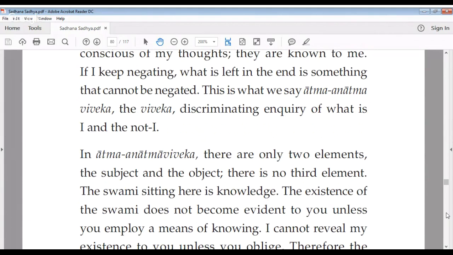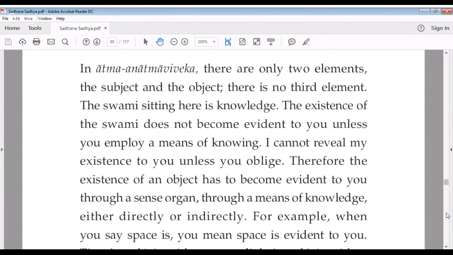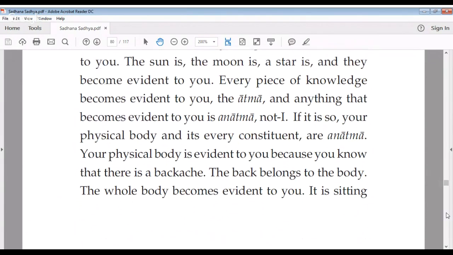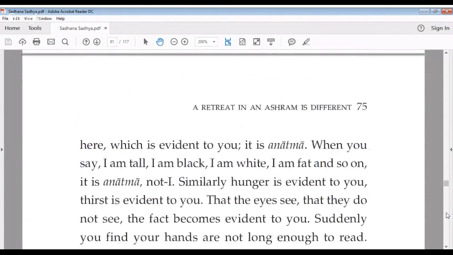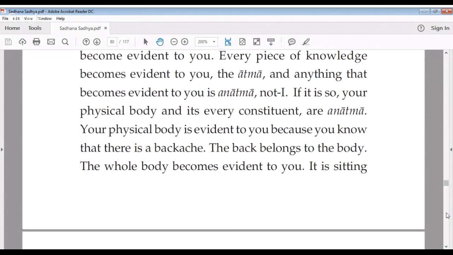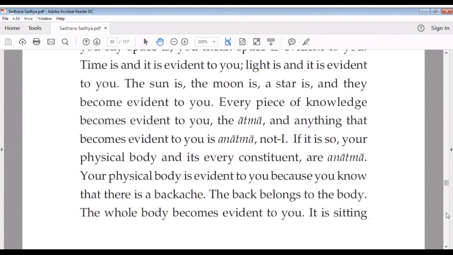In Atma Anatma Viveka, there are only 2 elements, the subject and the object. There is no third element. The Swami sitting here is known. The existence of the Swami does not become evident to you unless you employ a means of knowing. I cannot reveal my existence to you unless you oblige. Therefore, the existence of an object has to become evident to you through a sense organ, through a means of knowledge, either directly or indirectly. For example, when you say space is, you mean space is evident to you. Time is, and it is evident to you. Light is, and it is evident to you. The sun is, the moon is, a star is, and they become evident to you.